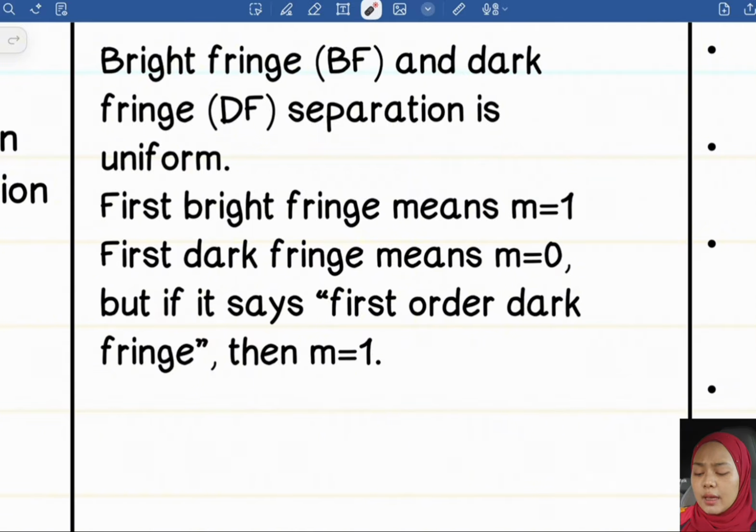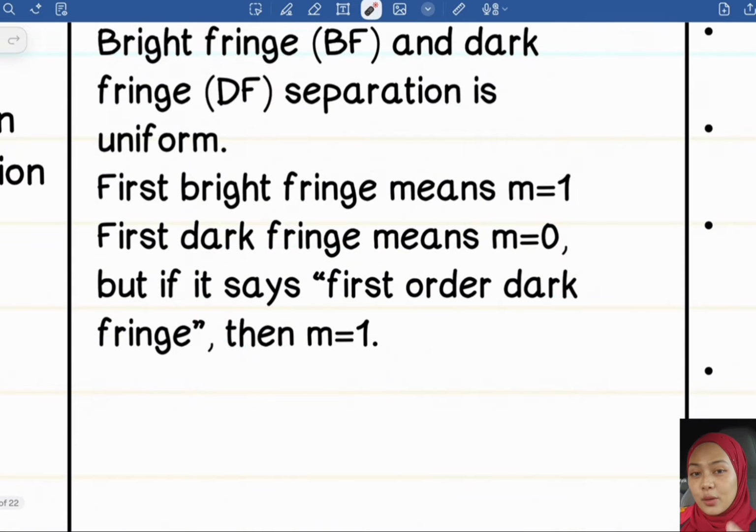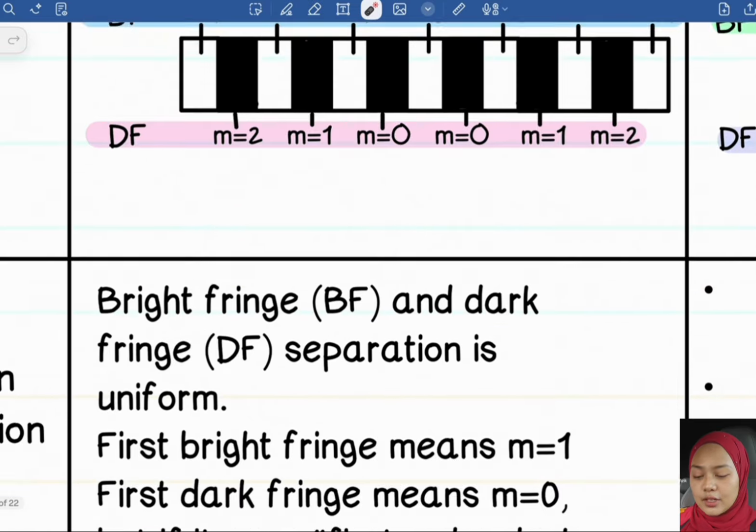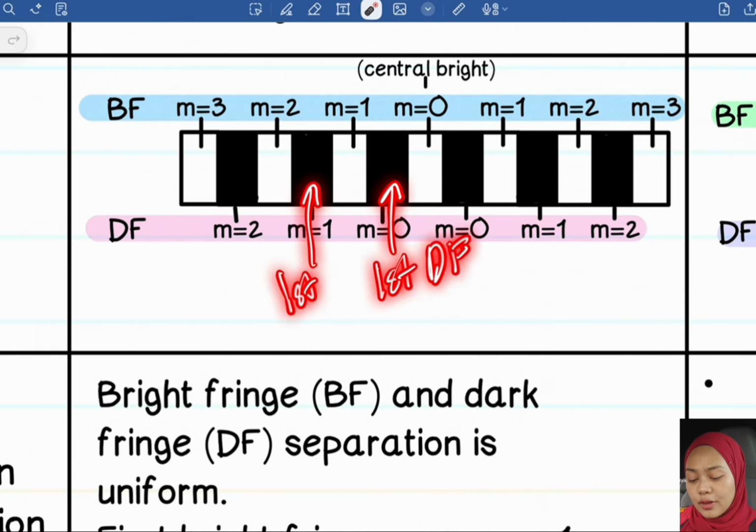But if they say first dark fringe, the order is 0 because it is the first dark that you will observe. But if the question gives you first order dark fringe, it is literally the first order of that dark fringe. So here it is. This is the first dark fringe, but this is the first order dark fringe.